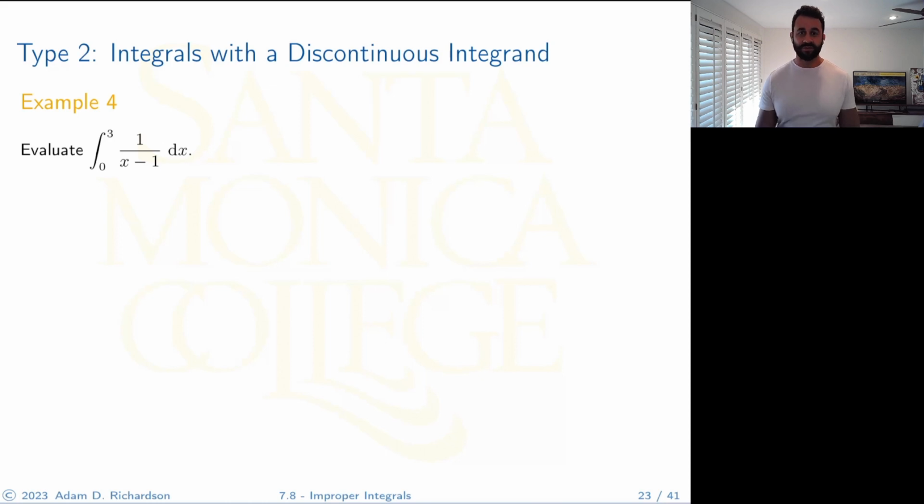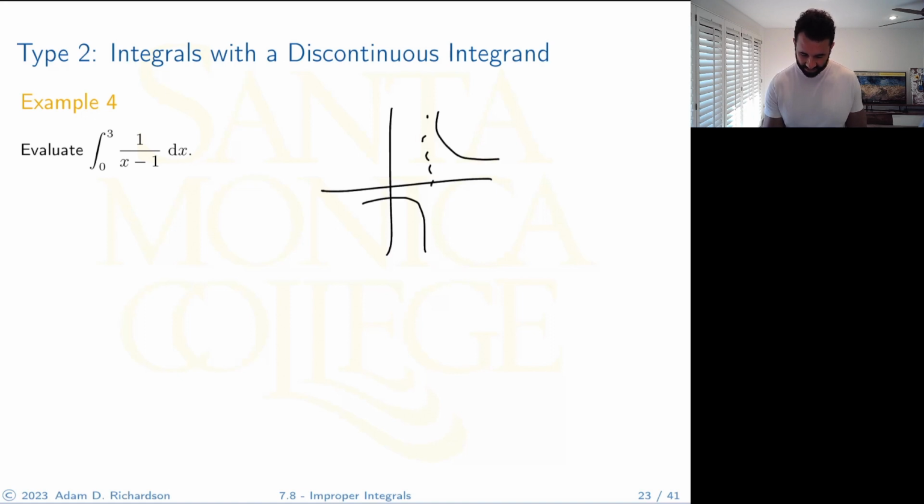All right, here we go. Let's do this one together. First thing I notice is that there's an infinite discontinuity at 1. This is basically the graph of 1 over x shifted to the right by 1. So there's a big old discontinuity right there at 1. In particular, this graph looks like this, and you've got an asymptote right there at 1. So we need to basically split this integral into 2 pieces and then see if any of those pieces are infinite or not.